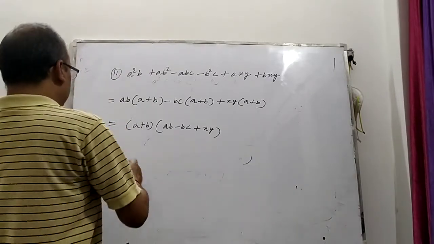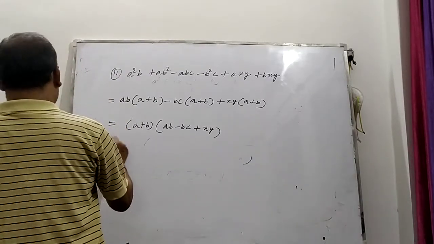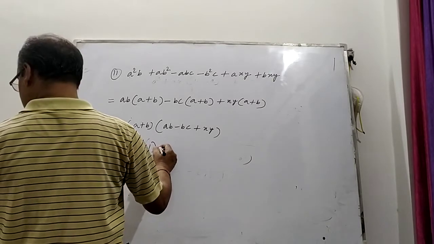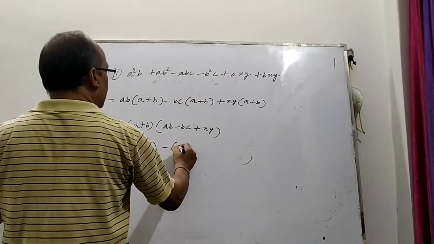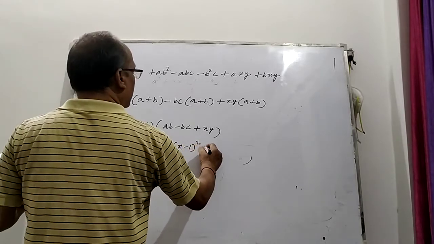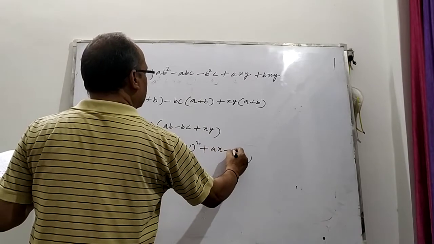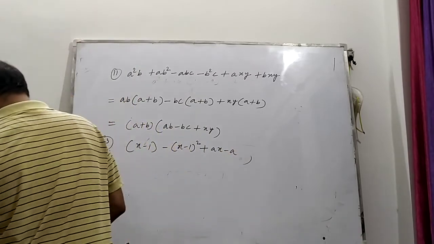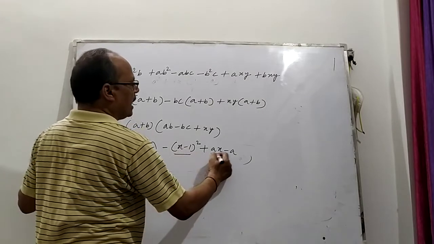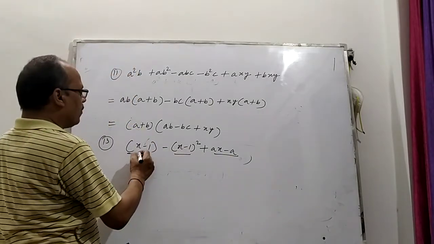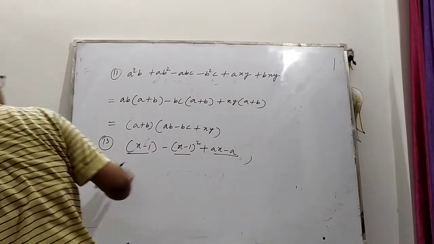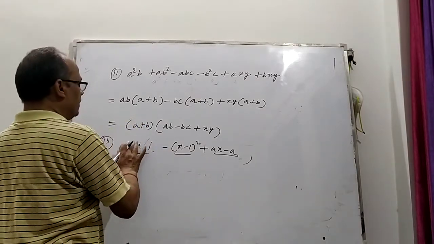After that, 13: (x − 1) − (x − 1)² + a(x − 1). You see this, 1, 2 and 3 terms, you will make. What will be? (x − 1) is written in this way.